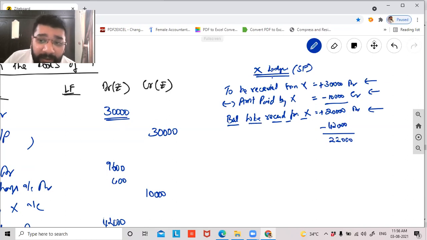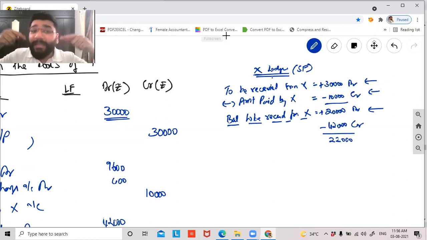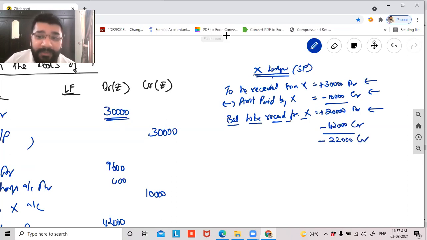So guys, can I say this 20,000 debit, if I want to convert into negative, I have to do 42,000 minus. Now guys, 20,000 plus and minus 42,000, can I say it is negative 22,000 rupees? This is an indication that the balance is now to be paid by Y to X.